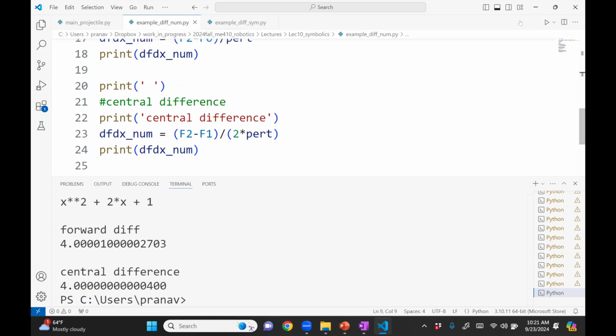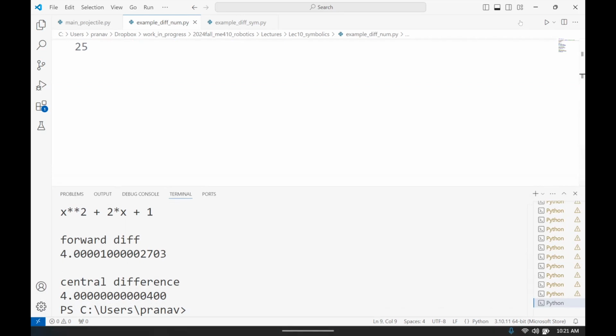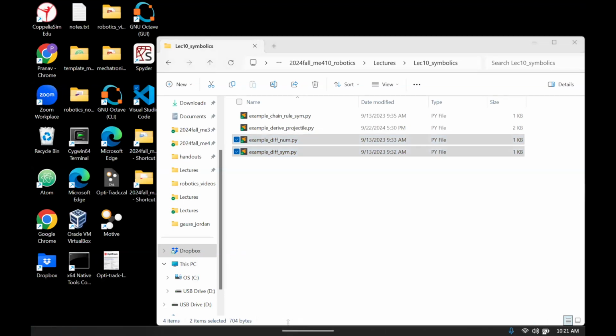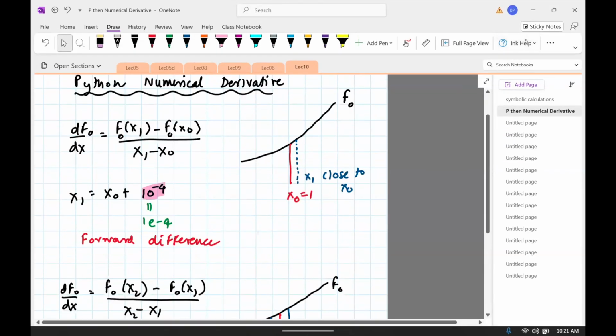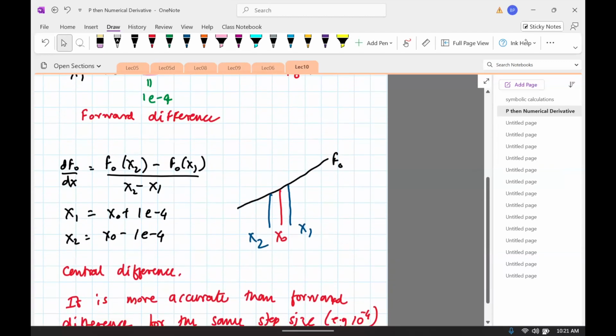Okay, I need to fix that. Let's move on to chain rule, but before that, let me fix this in my code. So the thing I need to fix here is that this should be, oh, this is right, my bad. This is absolutely fine. This will actually come out to be 2e negative 4 if you check it, right? So it's fine. Yeah, so it's not incorrect.